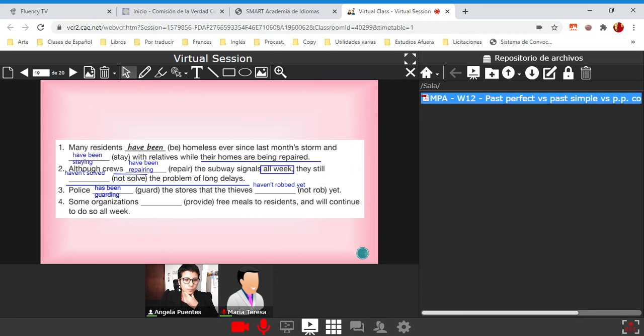Okay. And the number 5. Some organizations provide free meals to residents and will continue to do so all week. Okay, have provided. Okay, to residents. Okay, very good.